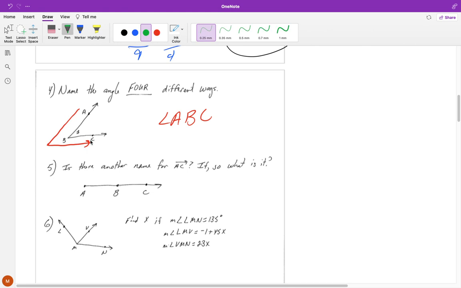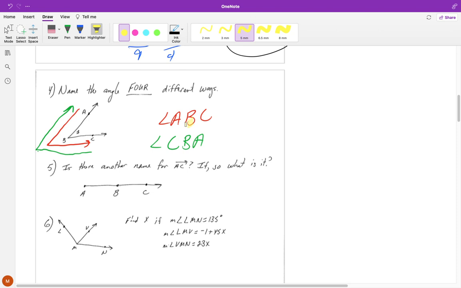Another way we can name this is we could start with C. If I start with C, it's just going in the opposite direction. So C, B, and then we're going to A. So we can also name this angle CBA. As long as our vertex is in the middle, which it is, it doesn't matter which one we start with. We just need to go side, vertex, side.